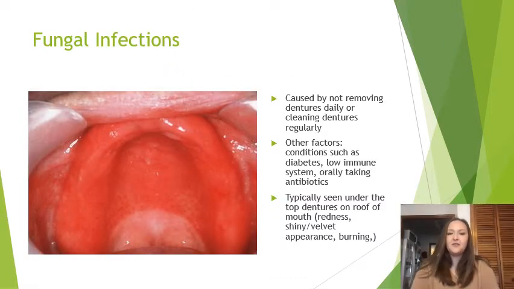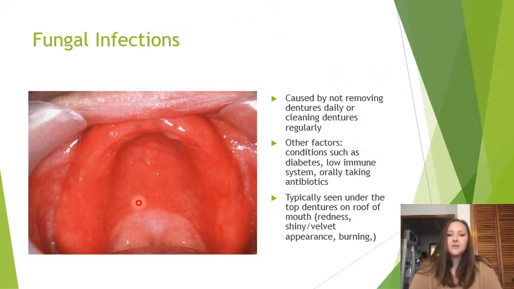Fungal infections. These are very common with dentures, and a lot of times you're going to see these with people that don't remove their dentures on a regular basis. As we had talked about in the last lesson plans, you need to be removing your dentures every night, cleaning them, in order for you to use them during the day. And like I said, this can also be caused by not cleaning them. If you're still taking them out and then putting them back in, but they're not clean, you still have that bacteria that can cause issues to your skin. So daily cleaning, daily removal of your dentures can help prevent this.